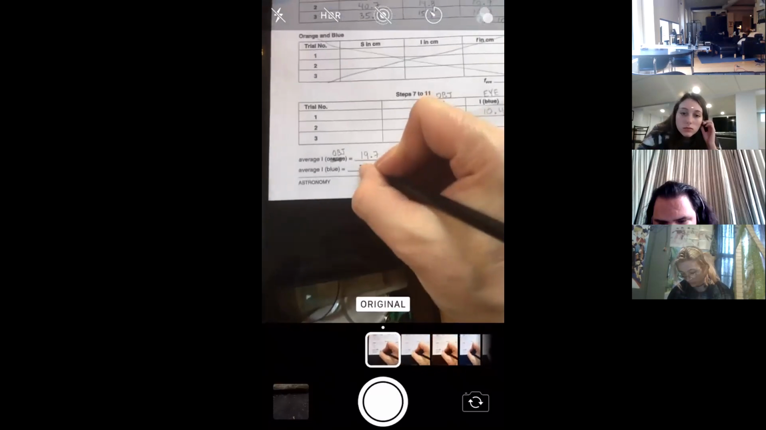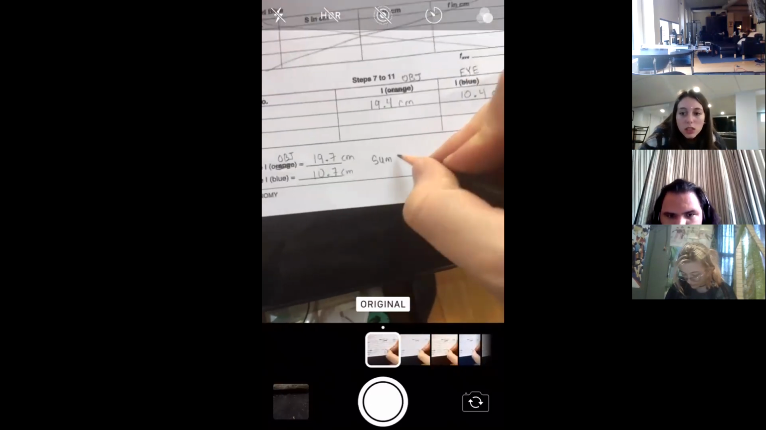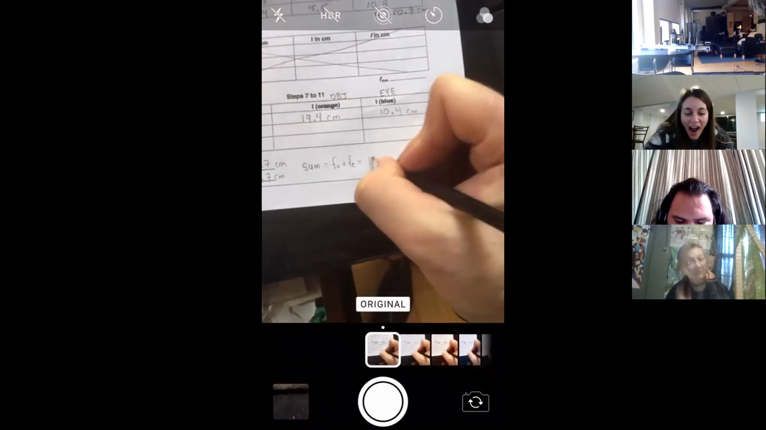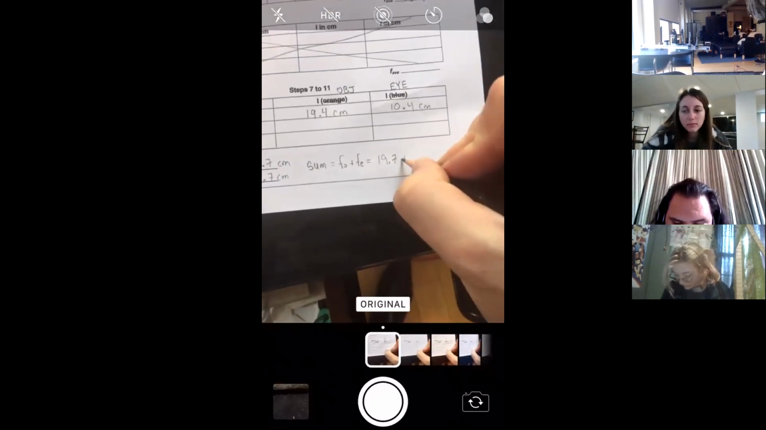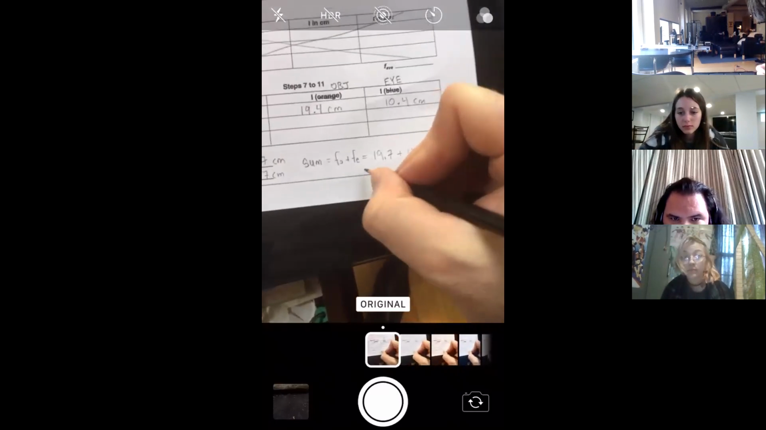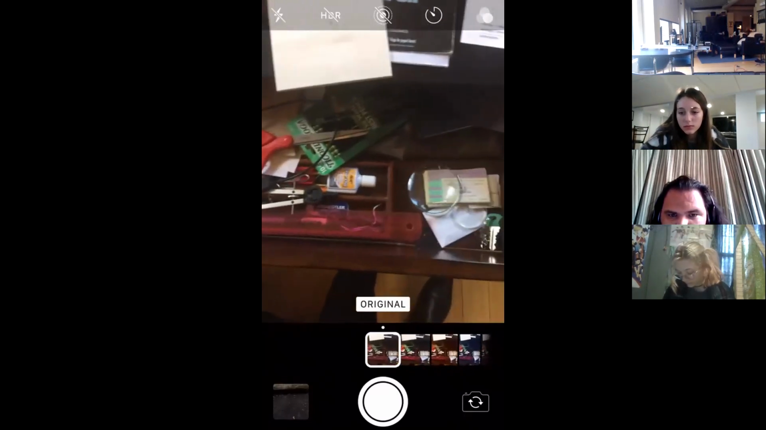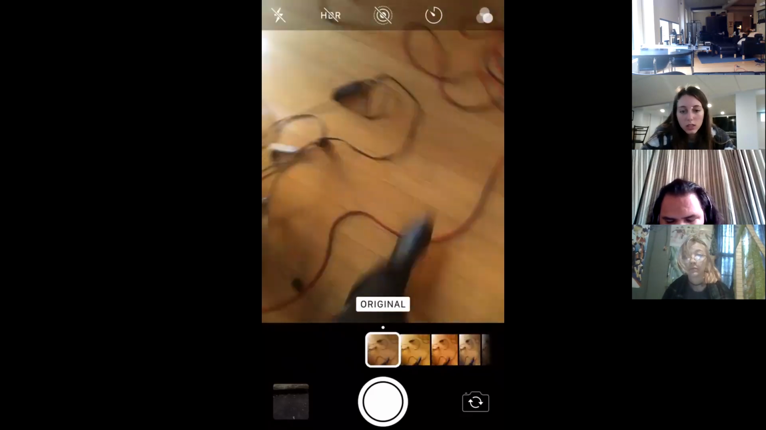10.7. And now what we want is the sum of the focal lengths, F objective plus F eyepiece. 19.7 plus 10.7 is 30.4. That's how far apart our two lenses should be in our telescope. So let's get out some lens holders. There's one. Oh, here's the other two. And let's get a meter stick.